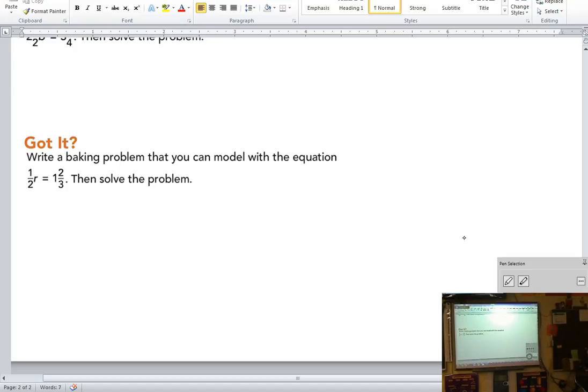What do we do to the half to get rid of it? How do we make it a whole?